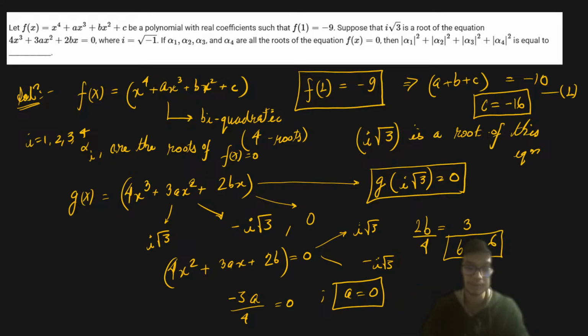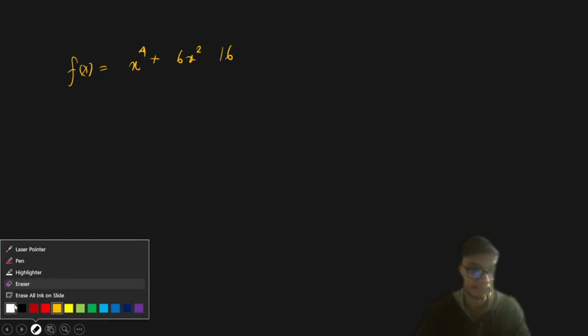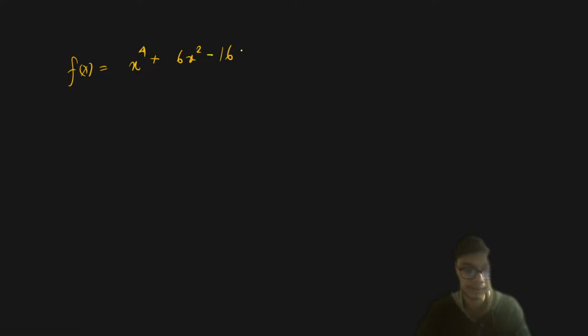Once you have this information, I can easily substitute in the functional form, and that becomes x to the power 4 plus 6x square minus 16, right? And that is equal to 0. I can easily factorize it as x square plus 8 multiplied by x square minus 2, and that is equal to 0.